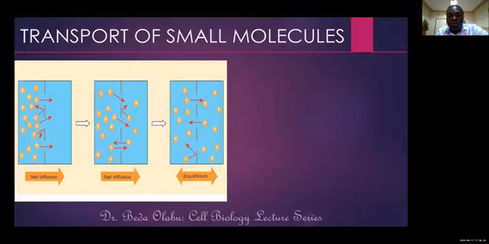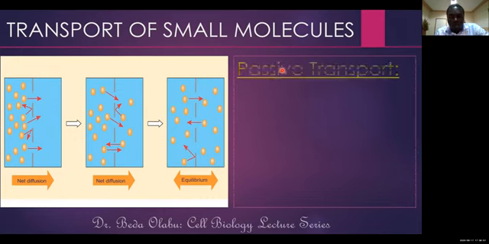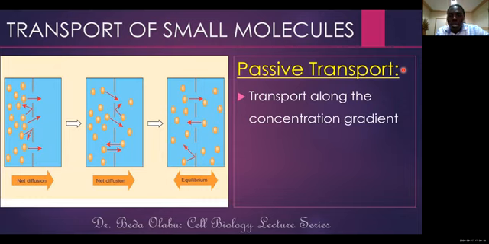When you talk of transport of small molecules, we are referring to things like sodium ions, potassium ions, calcium ions, chloride ions, and the like. So there are two major ways in which small molecules are transported across the cell membrane. One of those major ways is what we call passive transport. What do we call passive transport? Passive transport is transport of small molecules along their concentration gradients.